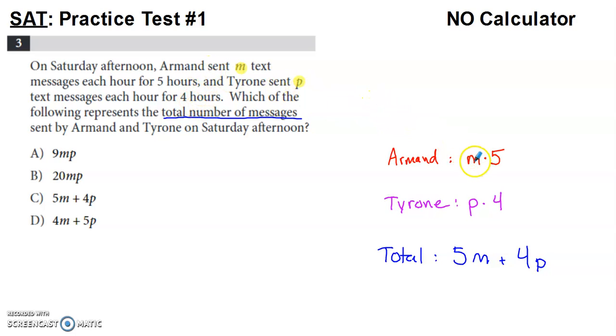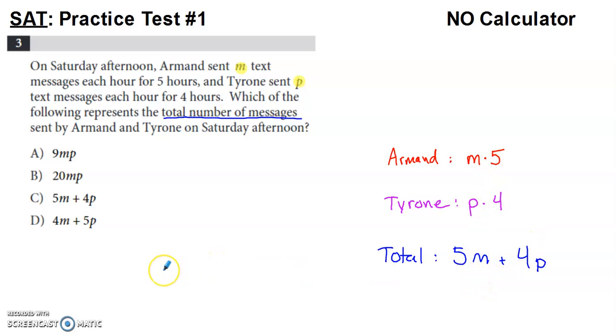Well, if he sent M each hour for 5 hours, the total sent by Armand is going to be M times 5, or 5M. And the total sent by Tyrone, with a very similar calculation, is going to be the amount that he sent per hour, which is P, times 4 hours that he was sending them. And then the total sent by the two of them is going to be 5M plus 4P.